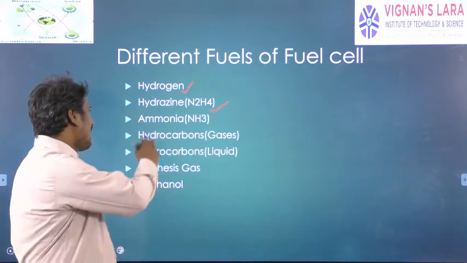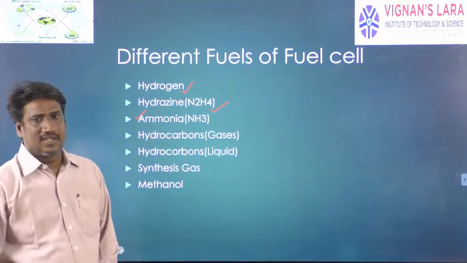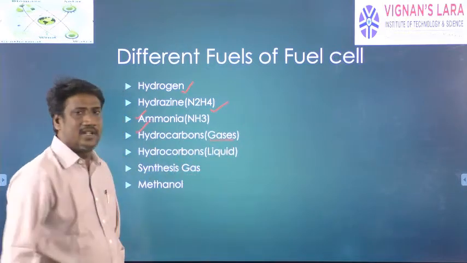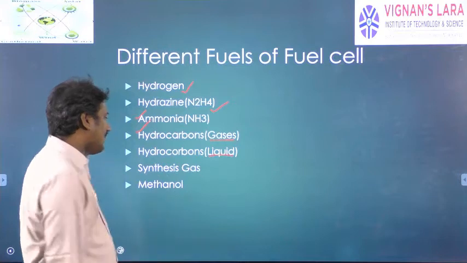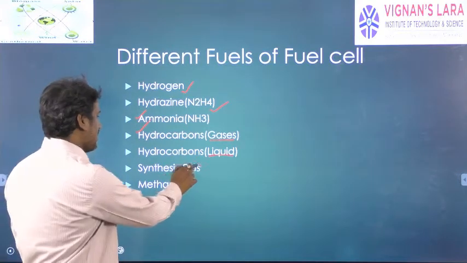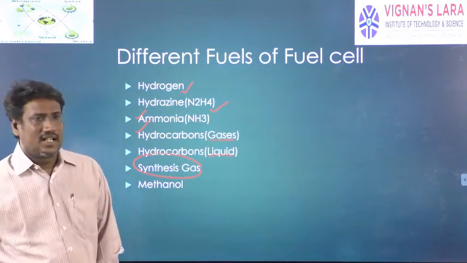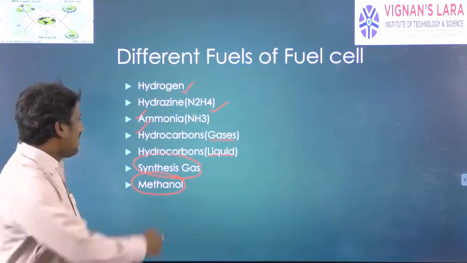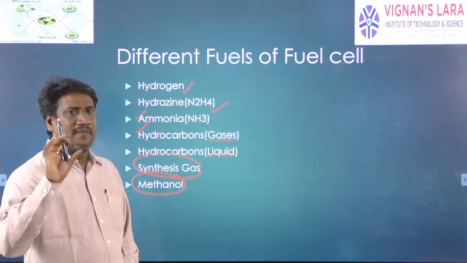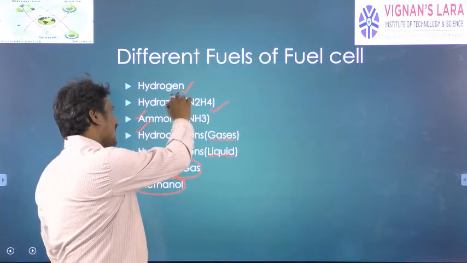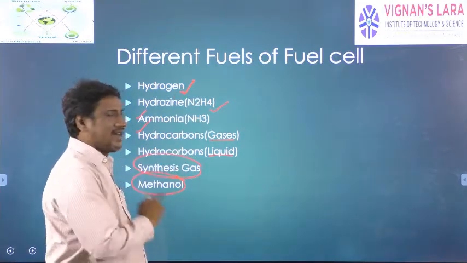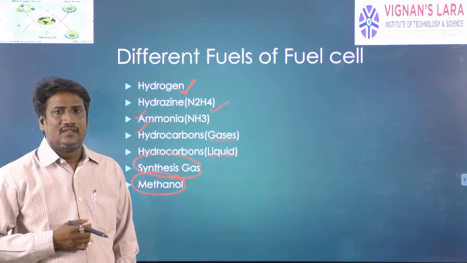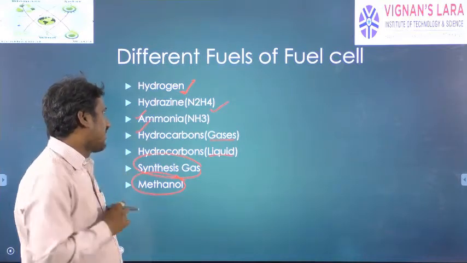The next one is ammonia, NH3, and different hydrocarbons, both gaseous hydrocarbons and liquid hydrocarbons, will be used. Synthesis gases are also used as a fuel for fuel cells, and the last one is methanol. Even these many types of fuels are available. The basic fuel is hydrogen, the environmentally friendly source. In most cases hydrogen fuel cells play a key role in the industry.